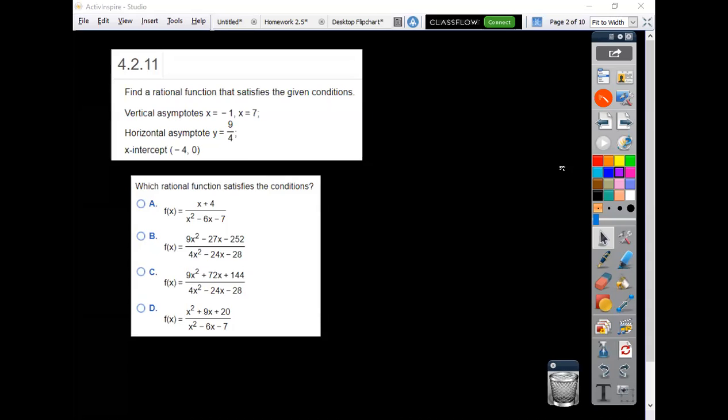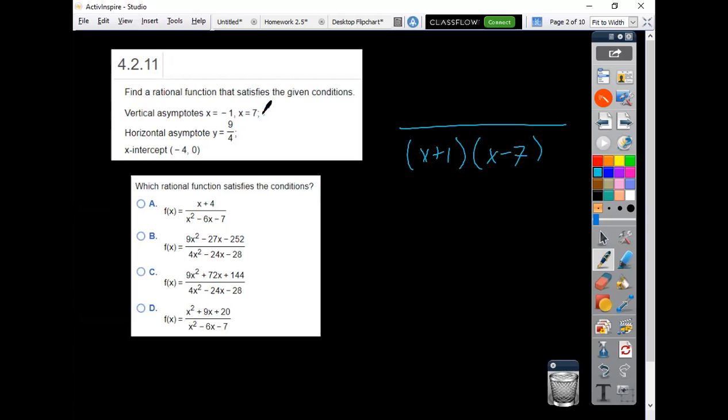4.2.11, that question: find a rational function that meets all of the following criteria. So, a vertical asymptote. Vertical asymptotes come from the denominator, because x can't equal these or you'd be dividing by 0. x plus 1 is for the negative 1. If you set this equal to 0 and undid it, you'd get a negative 1. So negative 1 plus 1 would be 0, and 0 times anything is 0. Can't divide by 0. So any other one, and x minus 7. So vertical asymptotes come from there. Check.